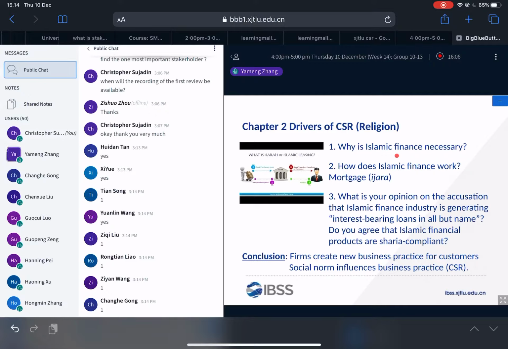Why is Islamic finance necessary? How does Islamic finance work? And do you agree that Islamic financial products are Sharia compliant? I talk about these 3 questions. This case is from our textbook. Actually, we talk about the business practice revised by religion.